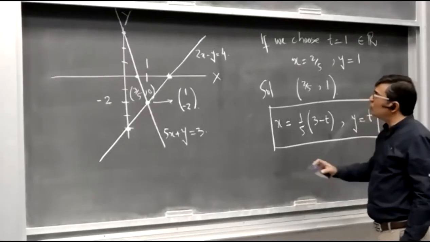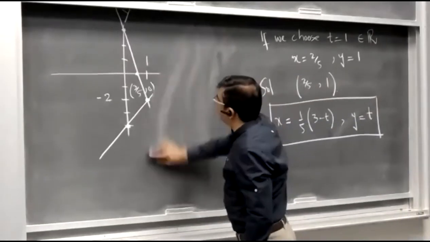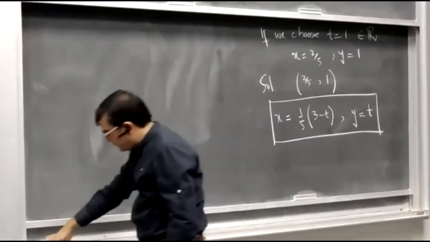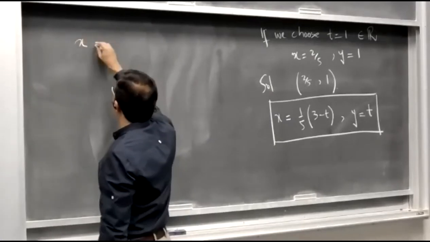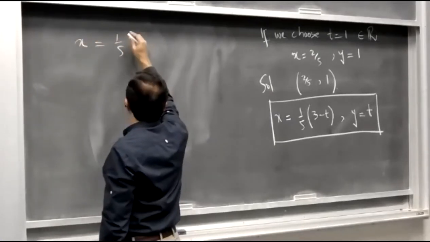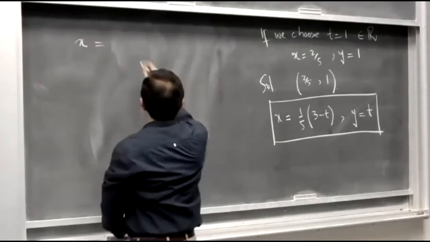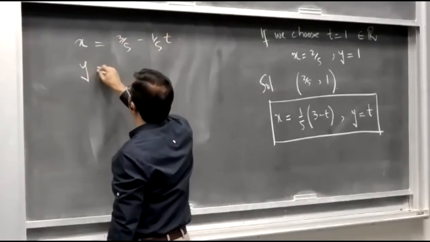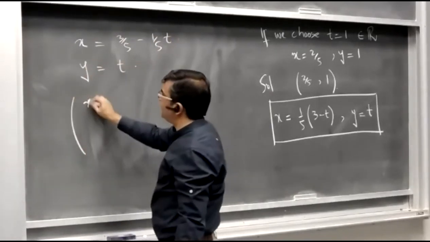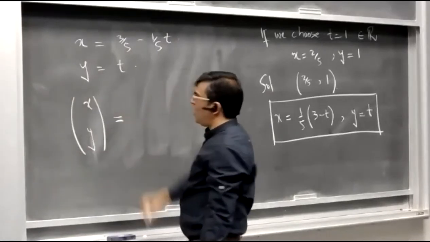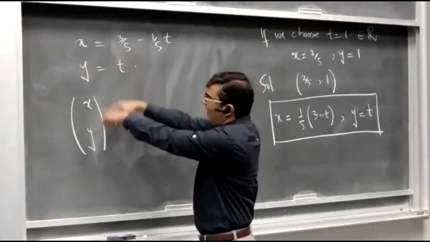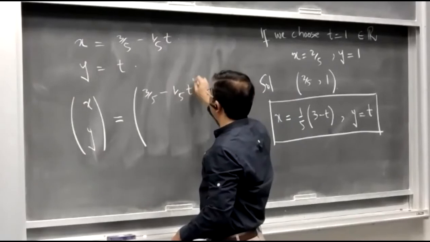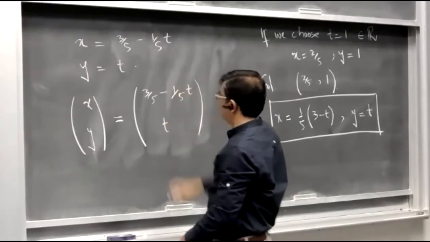Now, how to further write the solution? Now, you know the value of x. X is 1 over 5 times 3 minus t, you can open it, in fact, it is basically now 3 by 5 minus 1 by 5 t, and your y is t. Now, if you try to write this solution in the vector form, then how can you write it? You can put these x and y in a vector form, and you can put this right inside in a vector form as well. This one and t.